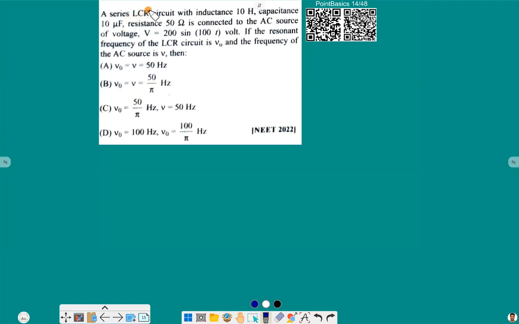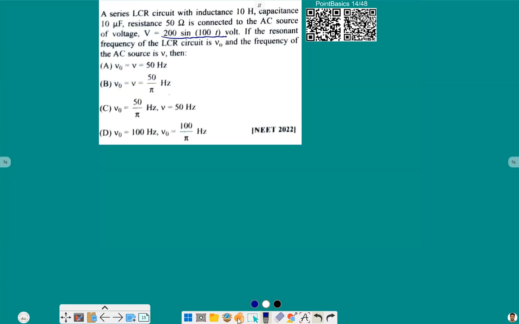A series LCR circuit with inductance 10 Henry, capacitance 10 microfarad, resistance 50 ohm is connected to an AC source of this voltage. If the resonant frequency of the LCR circuit is V0, the frequency of the AC source is V. Okay, so first of all, let us find the frequency of the AC source.